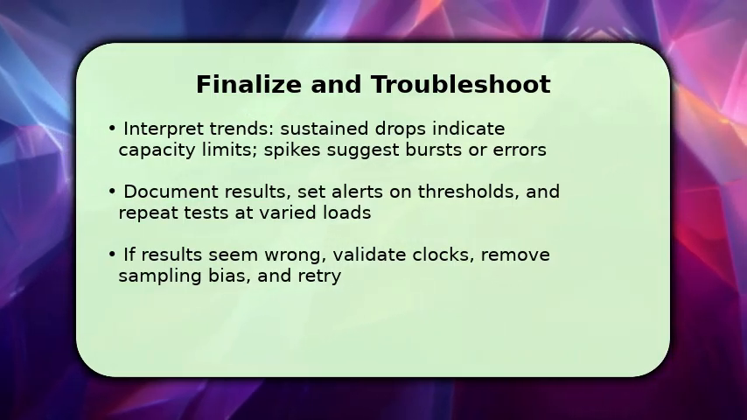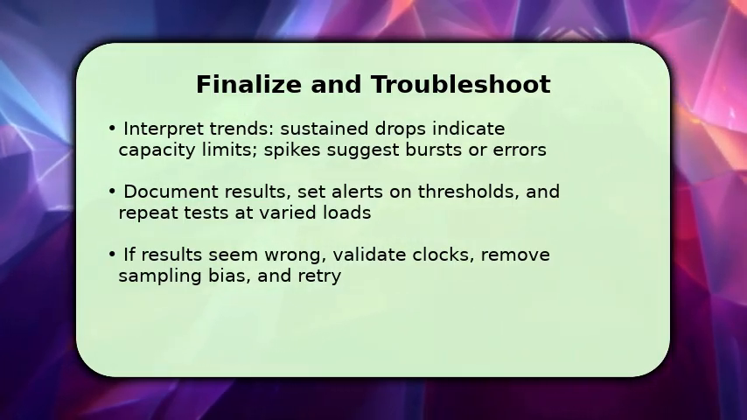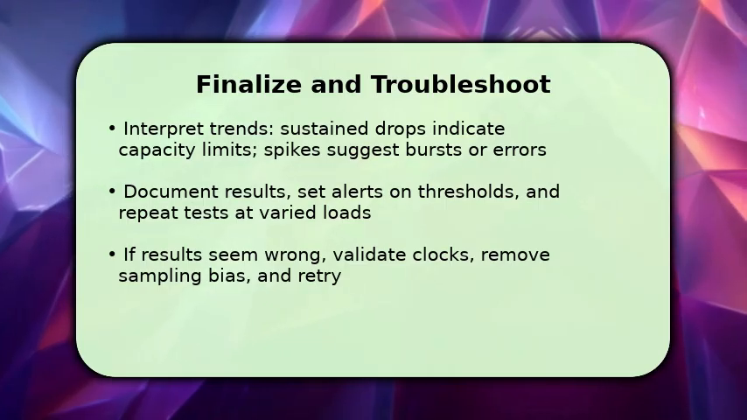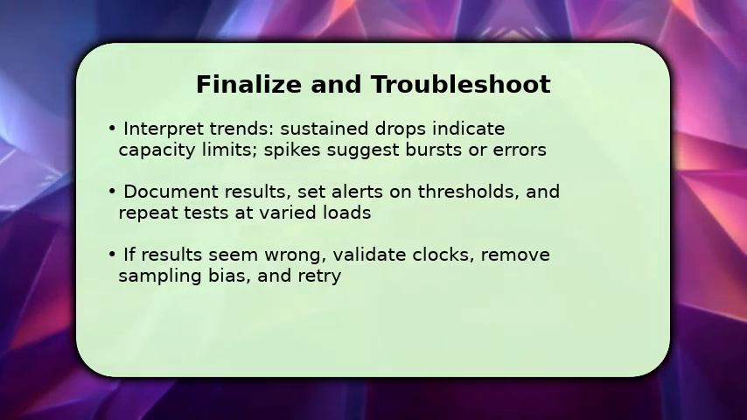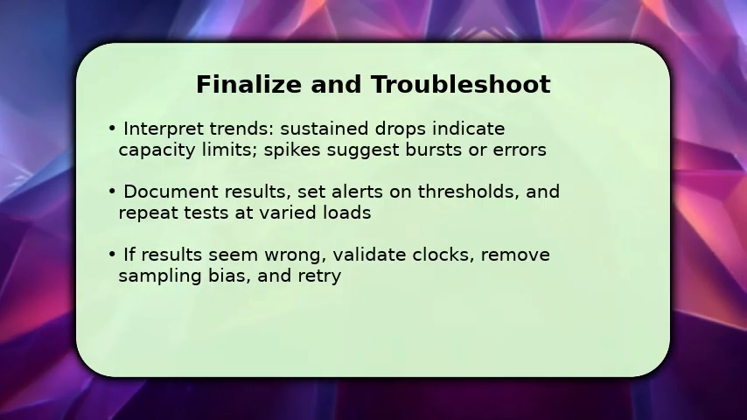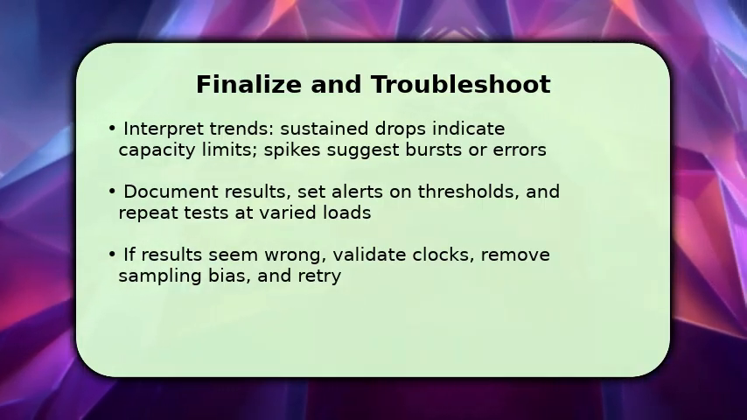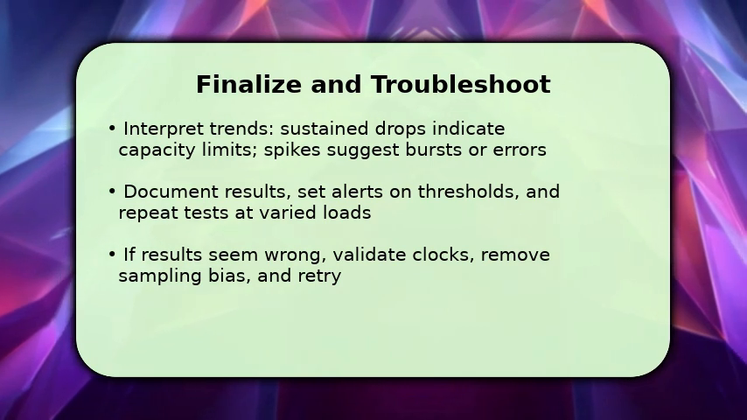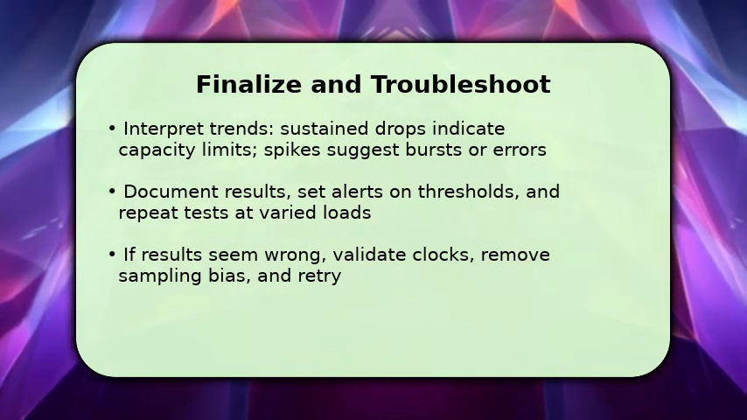If the numbers look off, check clock synchronization across probes, eliminate sampling bias by increasing duration, and ensure no local rate limiting is active. Then rerun the measurement. This troubleshooting tip often reveals measurement errors rather than real network faults.